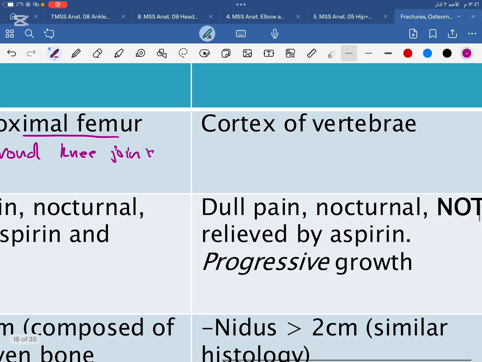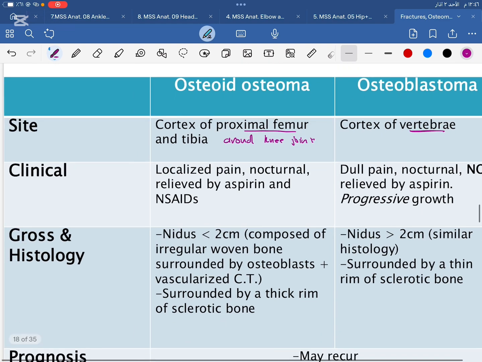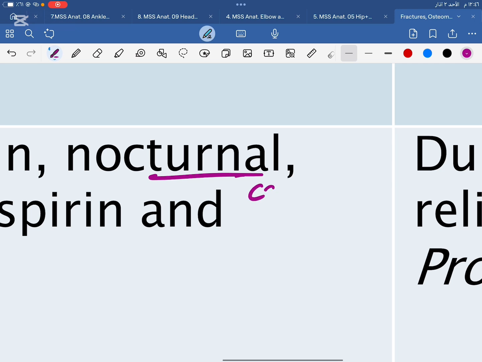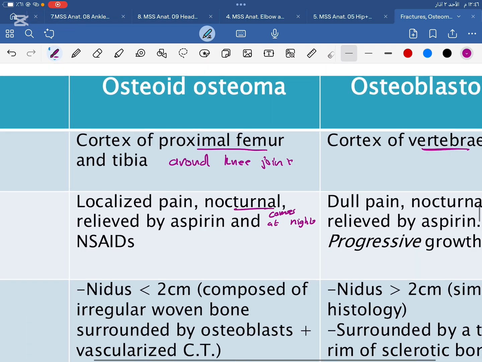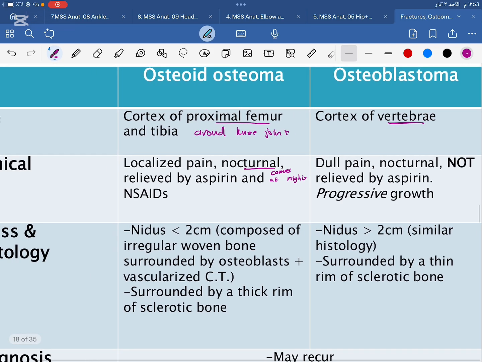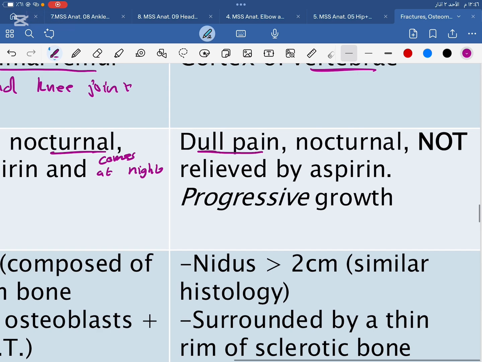Clinically, osteoid osteoma presents with localized pain, nocturnal, comes at night, relieved by aspirin or NSAIDs. This is one of the characteristics of osteoid osteoma. If we compare it with osteoblastoma, osteoblastoma has a dull pain, nocturnal, but not relieved by aspirin or NSAIDs.